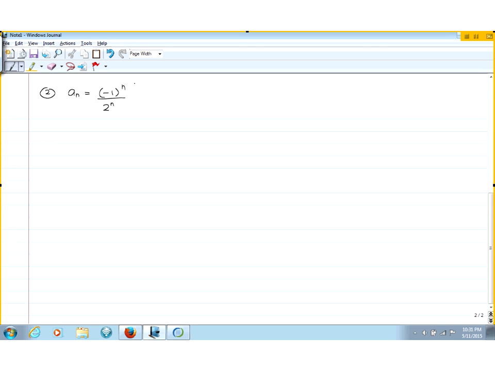Now, if we have -1 raised to a certain variable here, most likely it will be just a sign, because -1 raised to an odd number is negative, and -1 raised to an even number is positive. So the signs will alternate. So -1 to the n means the signs will alternate.